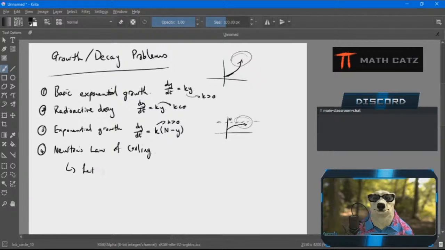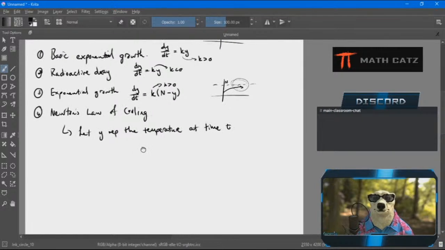So first we're going to say, okay, let y represent the temperature of the object at time t. Now, in the case of a hot cup of coffee, that temperature, if I leave it out, is going to decrease. So we have a decaying situation here. The temperature, if you will, is decaying.